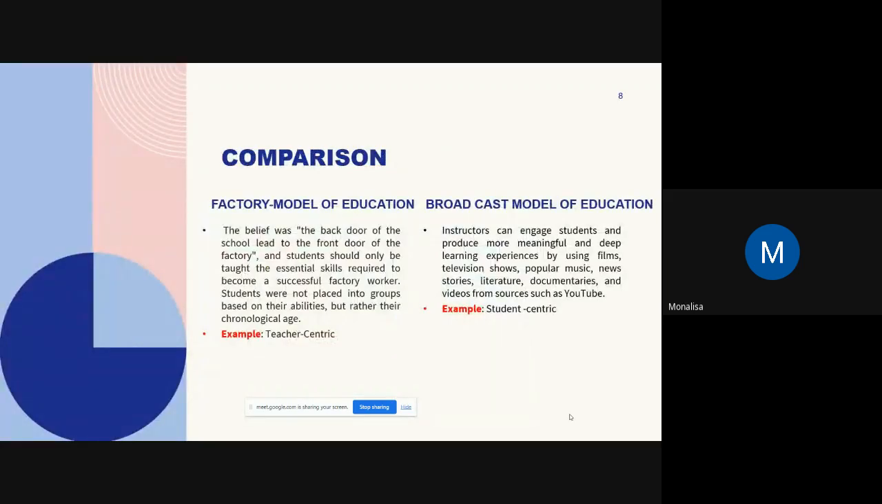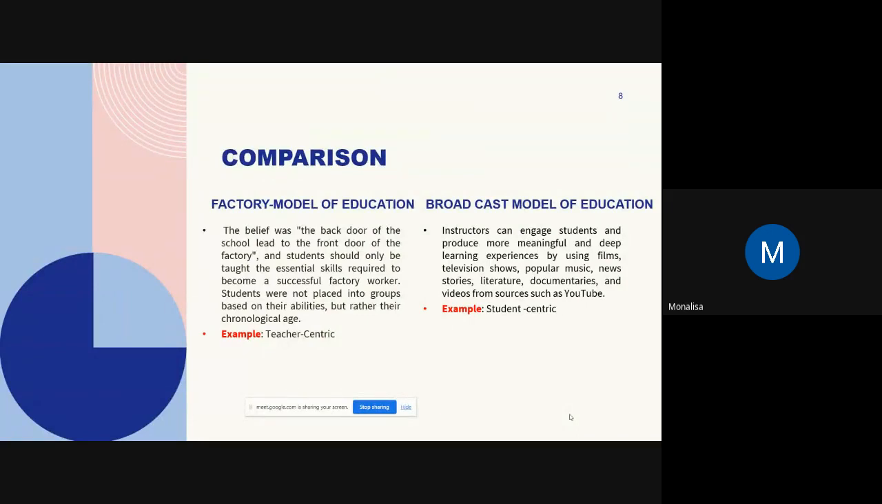Here is the comparison. If we compare the factory model of education and the broadcast model of education, you can see that in the broadcast model, we can enhance learning through social networking sites. That means using LinkedIn and YouTube, we can also learn. You must have LinkedIn IDs. You have seen that there are so many posts, so many workshops, so many FDPs, and so many seminars there.